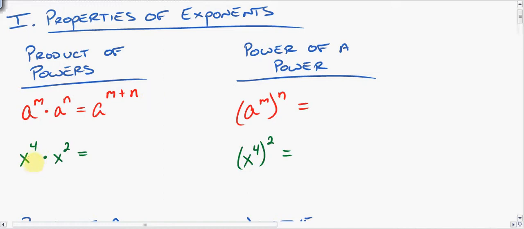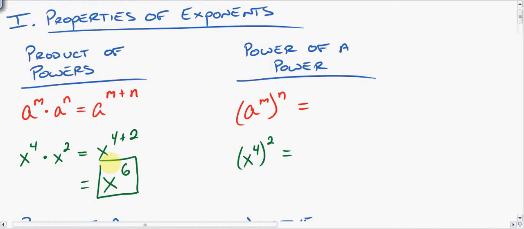So an example that we have here is x to the 4th power times x squared. And so that is equal to x to the 4th power plus the 2nd power. And that's equal to x to the 6th power.